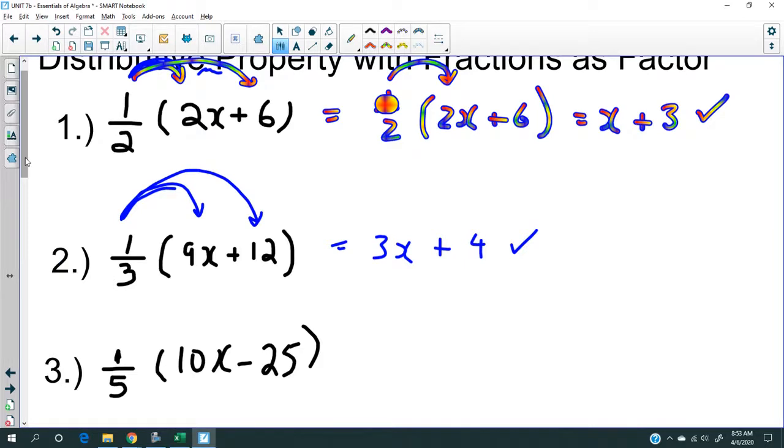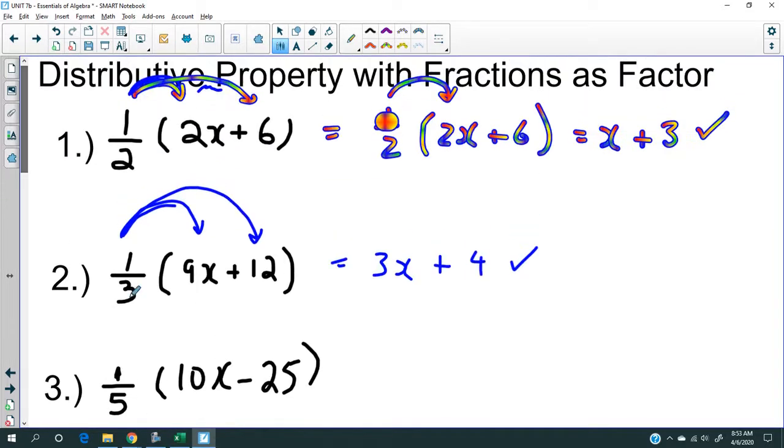All right, now let's see how we're doing here. You know what? Try this one on your own, okay? Try this one, because the questions after this get a little bit harder.